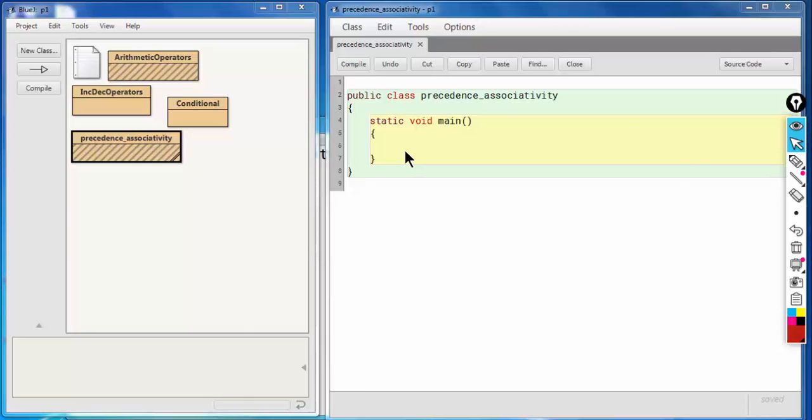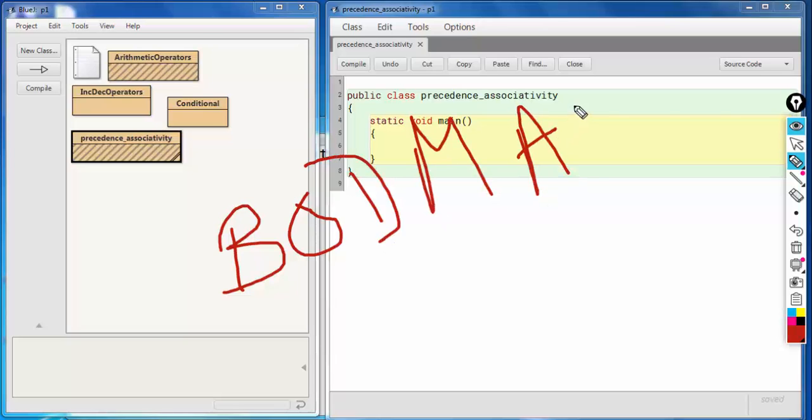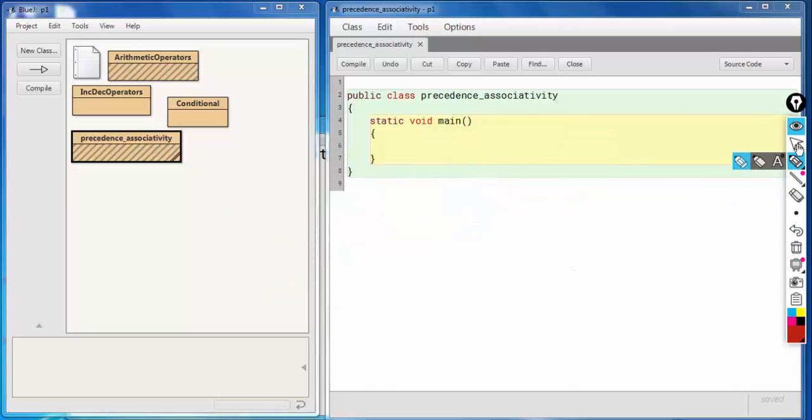Hello students, in this session we are going to discuss precedence and associativity of operators. Don't go by the name, it may seem intimidating but it's really a simple concept. It's just like the BODMAS rule in mathematics. So let's dive into it and see what precedence and associativity are.